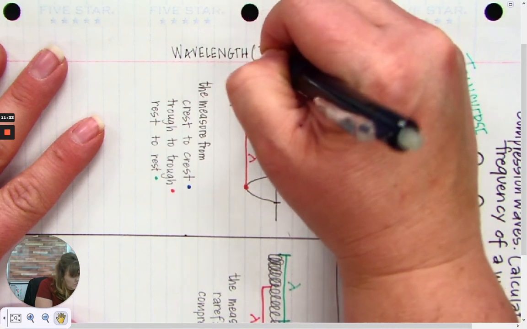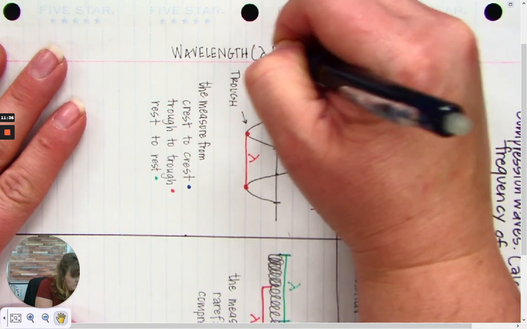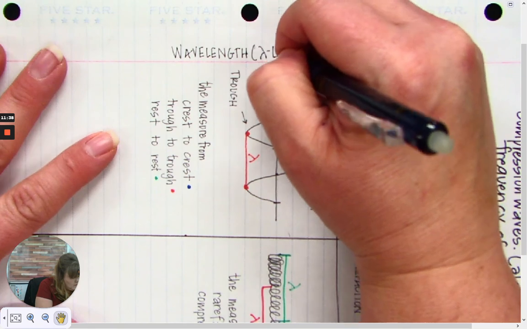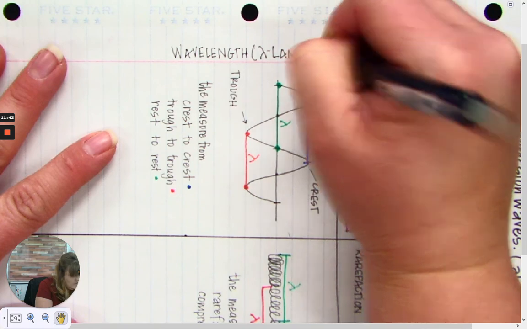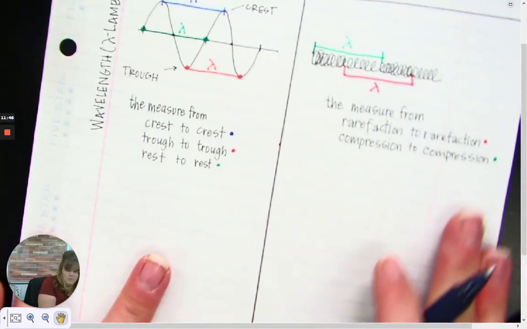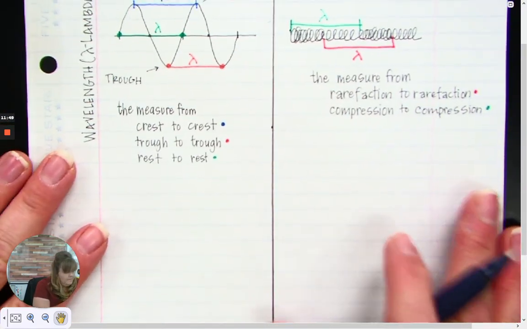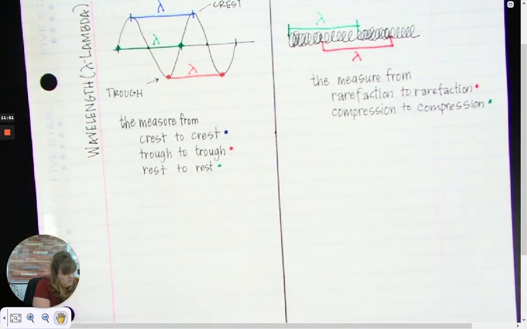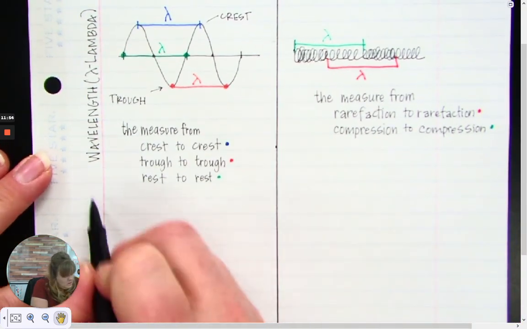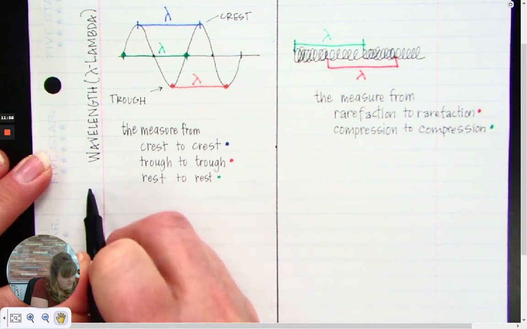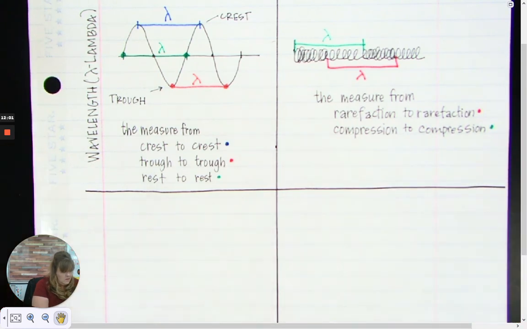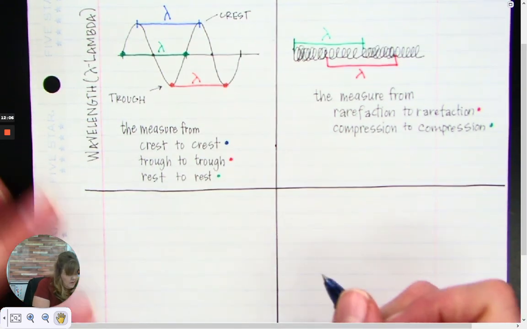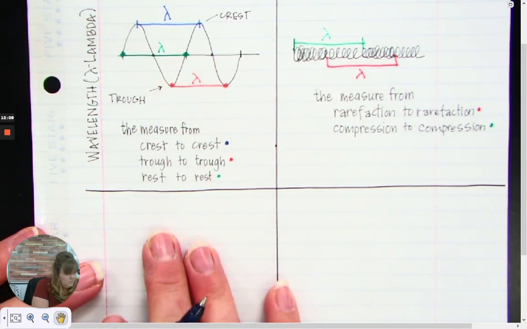And it's measured with our upside down y, which is known as lambda. It's the Greek letter lambda. So then I'm going to draw another line. And now this is only specific to transverse waves.